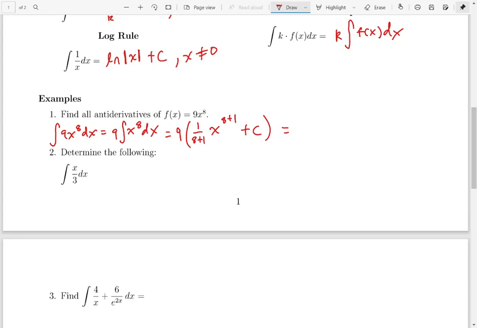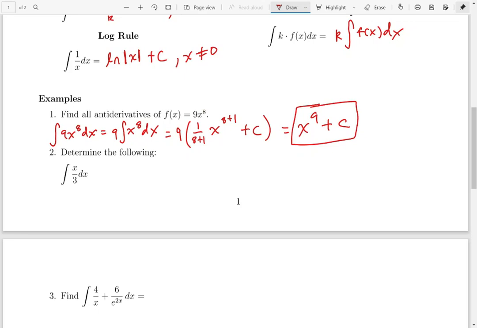And so then we can clean this up a little bit. I could distribute that 9 to the c if you want, but recognize that a constant times a constant still is a constant, so it doesn't really matter. And then 9 divided by 9 is 1, and so I'm left with x to the 9th plus c. And so this is all of the antiderivatives of 9x to the 8th.